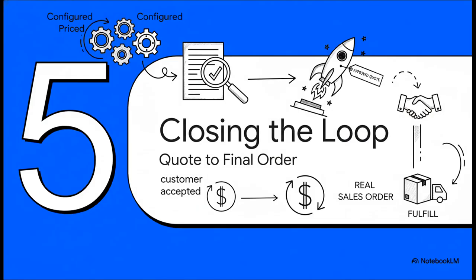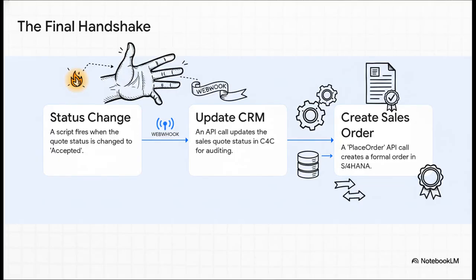We are on the home stretch. We've configured the product, we've priced it, and the customer has accepted the quote. Now, let's look at the final, most crucial stage of this entire process, turning that approved quote into a real sales order that the business can actually fulfill. The beauty of this final handshake is that it's completely automated. As soon as that quote status flips to accepted, a webhook fires, pushing all the final data to CPI.